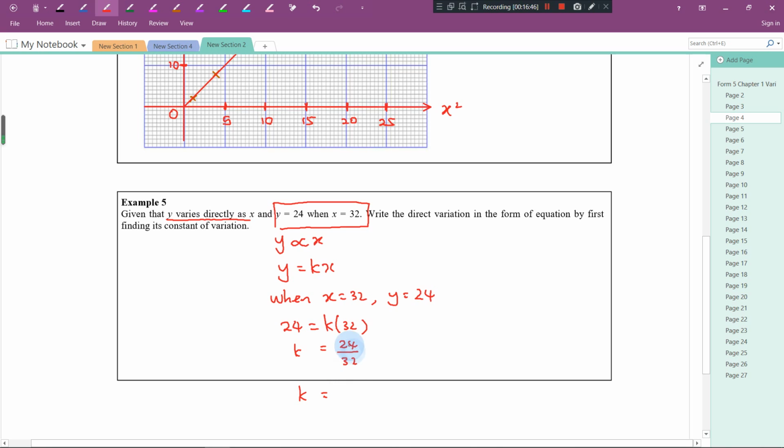How about I divide this by 8. 384. Okay, so I will get 3 over 4, but I cannot stop here because the question asked me to write in the form of an equation, right? So I have to write y is equal to 3 over 4 x. So this is the final answer for this question.